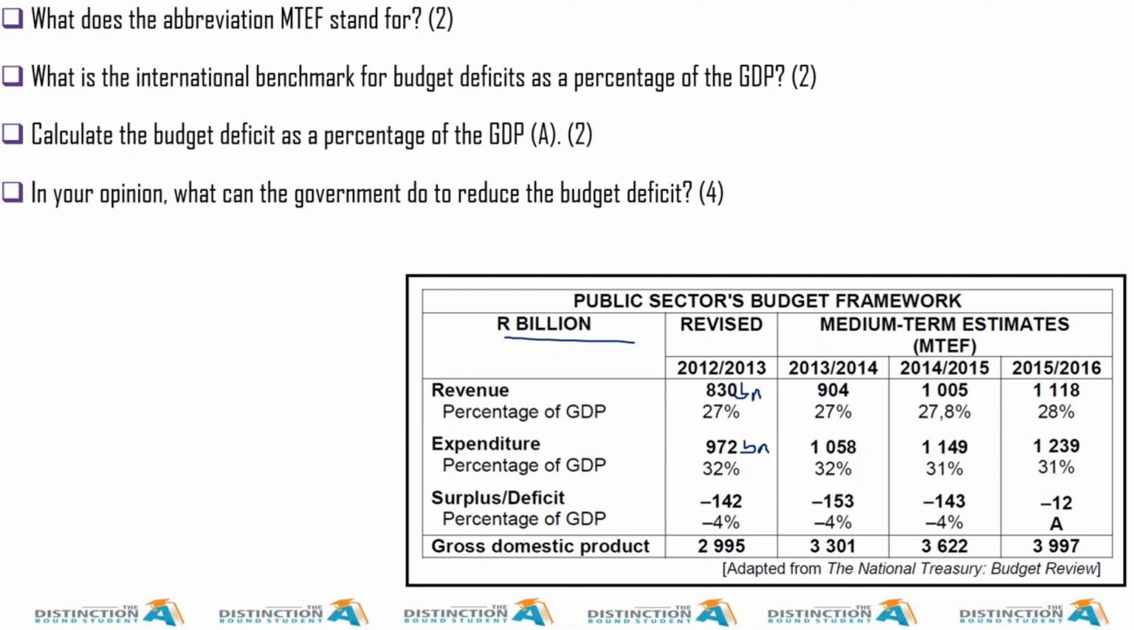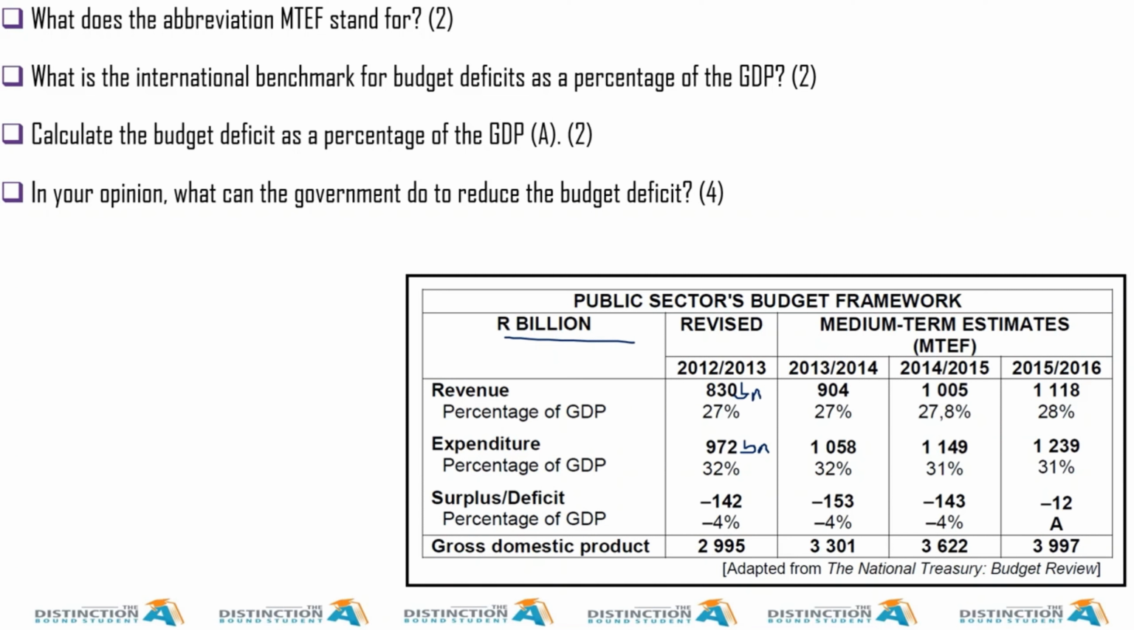Revised medium term estimates 13, 14, 15. Remember, we defined it as a 3-year rolling budget. So it's focusing on what's going to happen for the next 3 years. All right, so this is the revised one. So we have here revenue percentage of GDP, 27% of GDP, and then expenditure 32% of GDP, and then surplus or deficit percentage of GDP 4%.